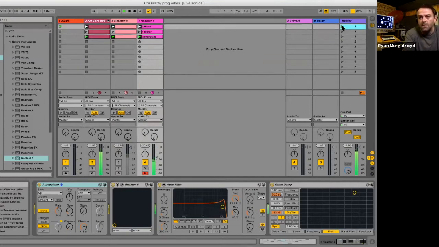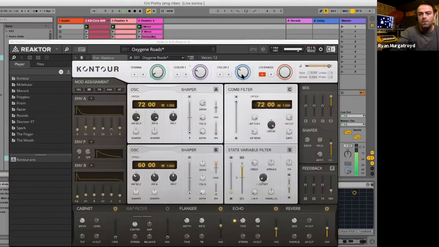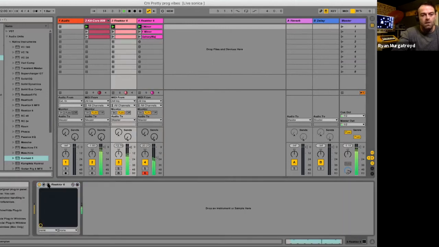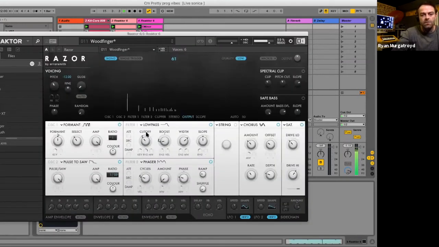All right, and C minor, yeah. Here's the bass. Okay, and again, just grounding in that root.